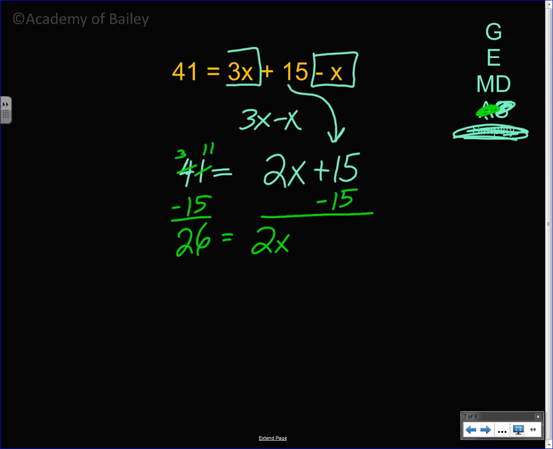Addition is gone. There is no division, but there is multiplication. What's the opposite of multiplying by 2? Dividing by 2, and those cancel. You have to divide the left side by 2 also, and we get 13 is equal to x. Multiplication is gone, and of course no exponents, no grouping symbols we have to get rid of.